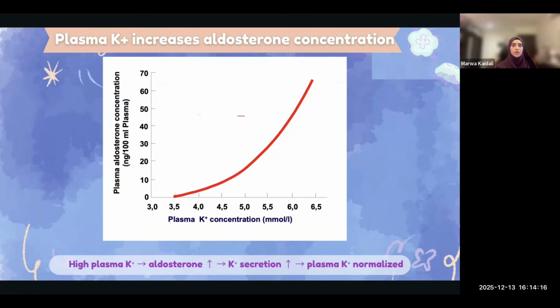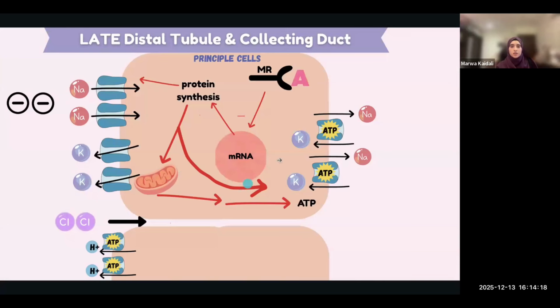Okay. Yeah, so I just wanted to remind you again. We have increased potassium, so this is what's going to happen. Aldosterone is going to increase potassium secretion. So this is why a high plasma concentration of potassium will increase aldosterone.